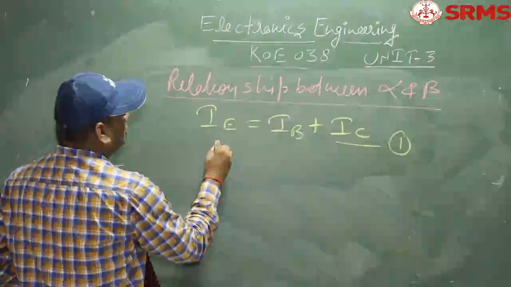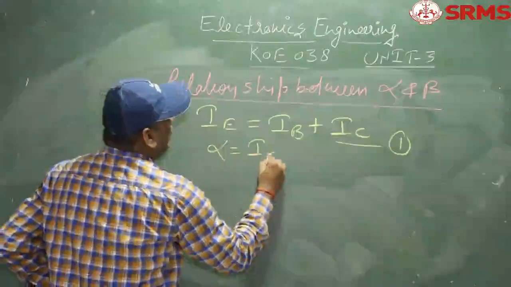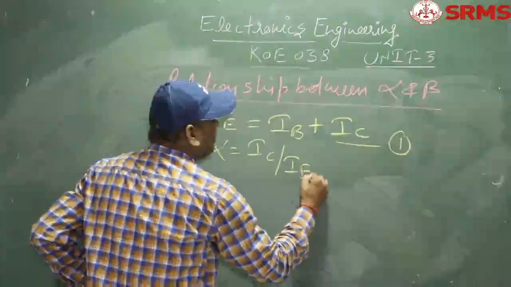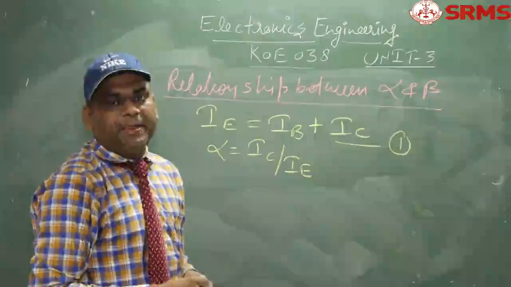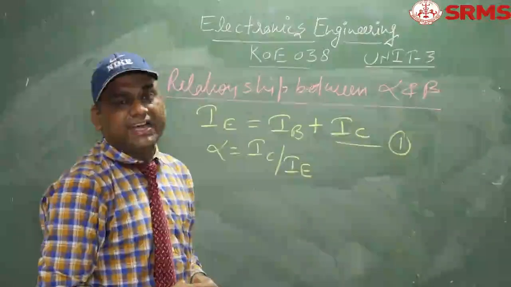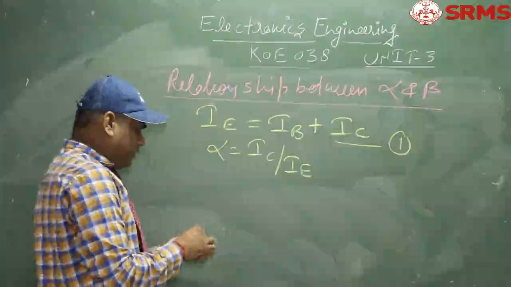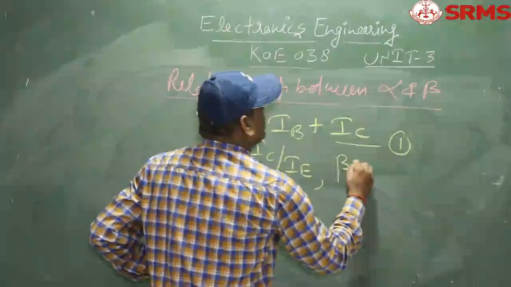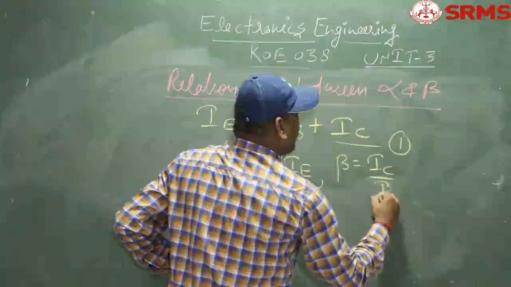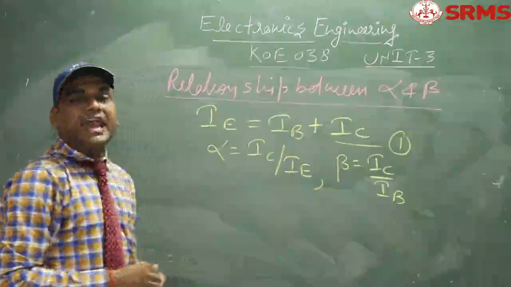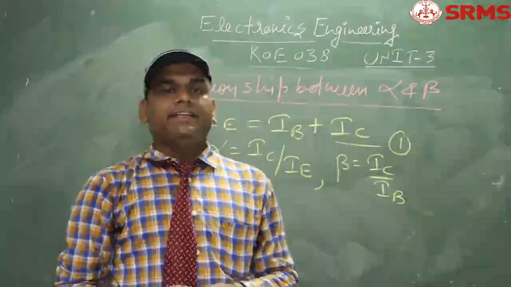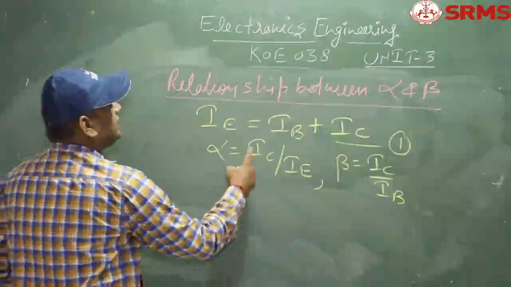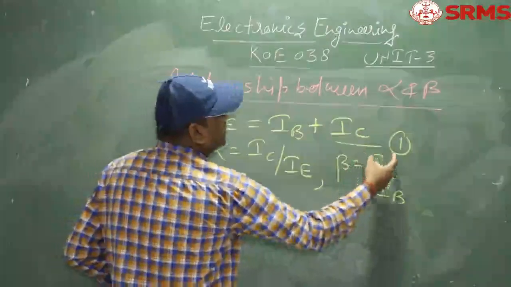And it is also known to us alpha is equal to IC divided by IE if we will neglect the base collector leakage current. So here alpha is equal to IC over IE and beta is equal to IC over IB if we will neglect collector to emitter leakage current. So alpha is given as IC over IE, beta is equal to IC over IB.